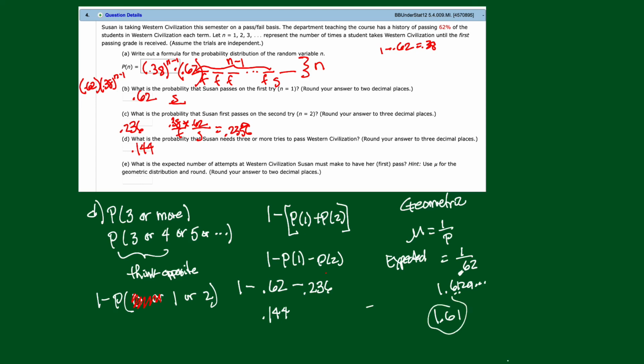So it should take her about 1.61, which of course you can't get a 1.61, but let's talk about it. If you averaged everybody that took this test, everybody in college that takes this Western Civ class, and you count how many times it takes people to pass, and take an average, some people will take 1 time, some people 2, sometimes 3, but on the average, 1.61.